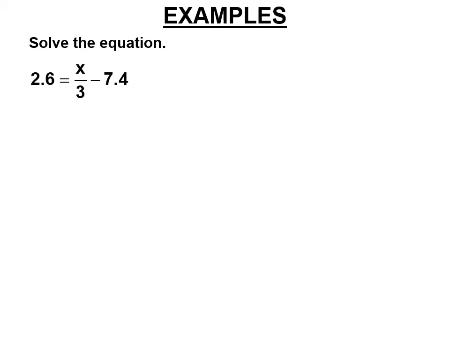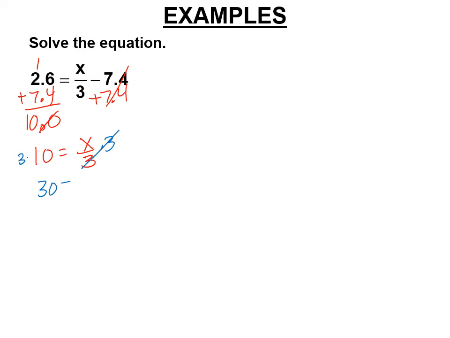Okay, it's minus 7.4, so let's add 7.4 to both sides. 6 plus 4 is 10, carry the 1. Oh, we got 10.0, so I'm going to clean that up a little bit. 10 equals, right, because we don't need 0.0. All right, and it equals x divided by 3. X is being divided by 3, so we multiply both sides by 3, and 30 equals x.